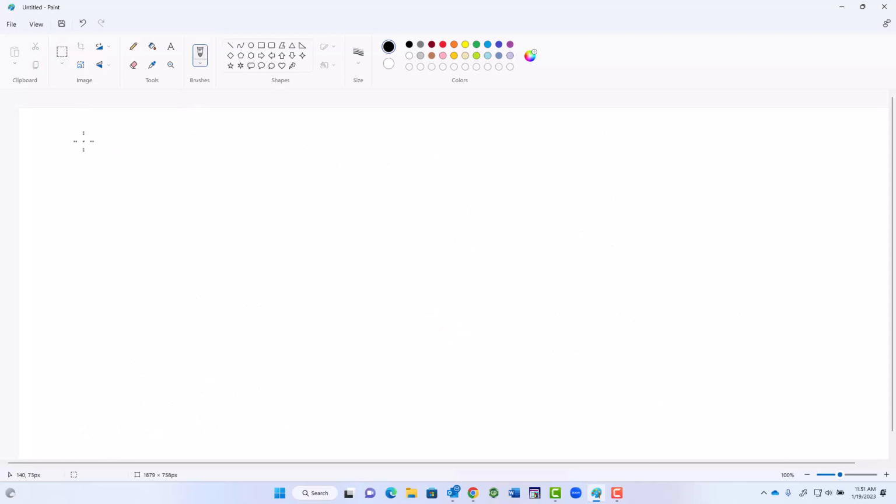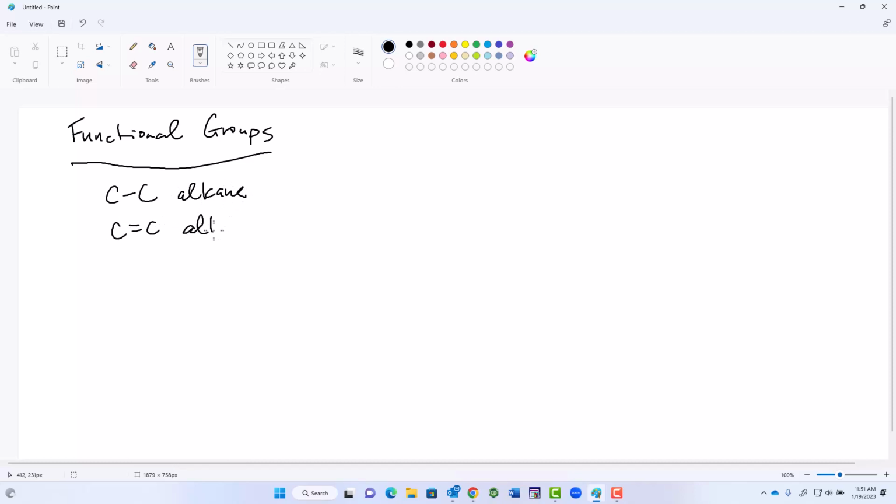For the last part of this video, I want to talk about functional groups. So functional groups, we've already seen 3 of them. We've already seen C single bonded to C. This is called an alkane. C double bonded to C. This is called an alkene. C triple bonded to C. This is called an alkyne. So we've already seen 3 types of functional groups.